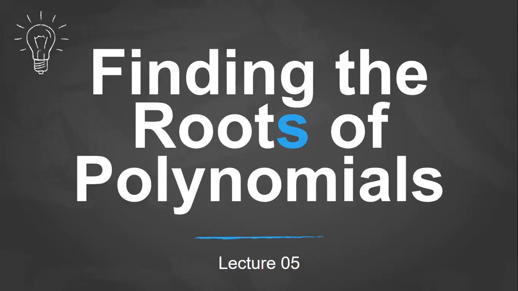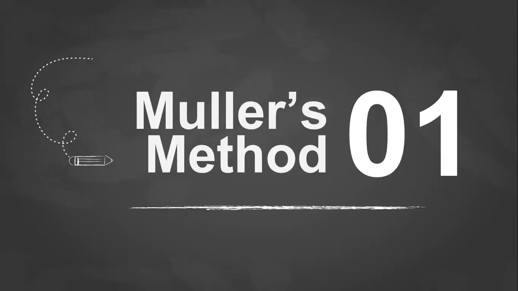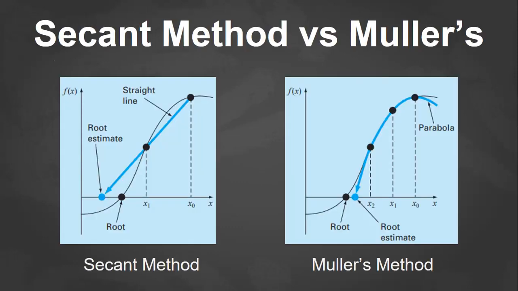In the previous lecture series, we covered the open methods to find the root, that's singular, of an equation. This time, let's find the roots, plural, of a polynomial. And for that, we'll be using the Mueller's method.